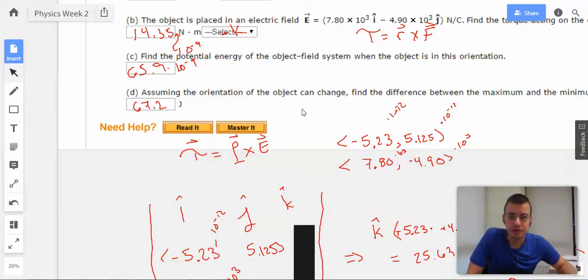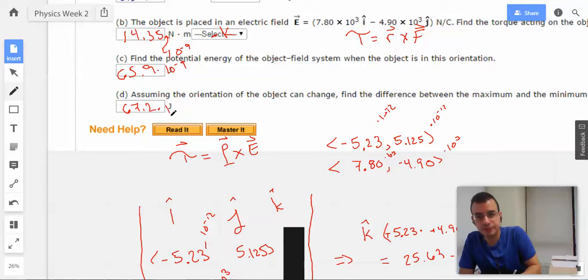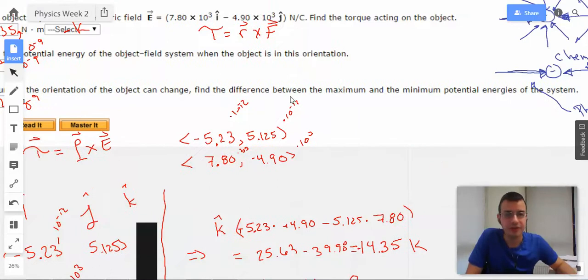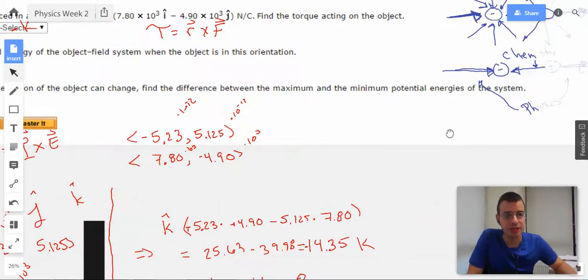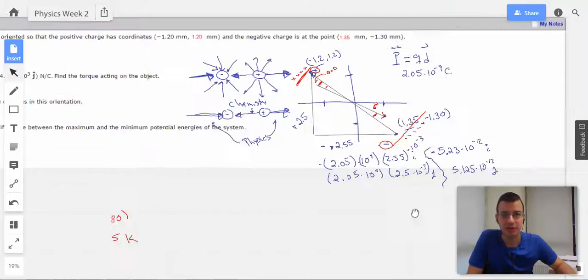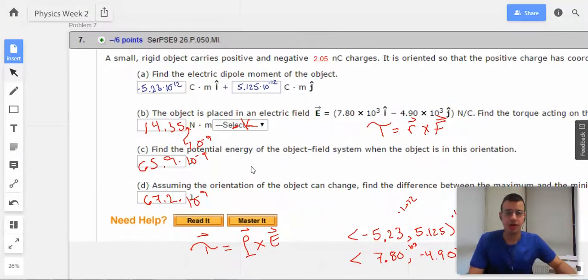All right, let's read this one more time, make sure I'm not going crazy. Assuming the orientation of the object can be changed, the object being the dipole, find the difference between the maximum and minimum potential energies of the system. Yes, I will believe that to be the case, and I will say that that is true. All right, so this is how you do this problem.